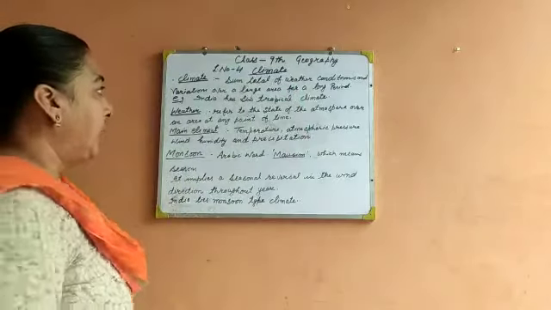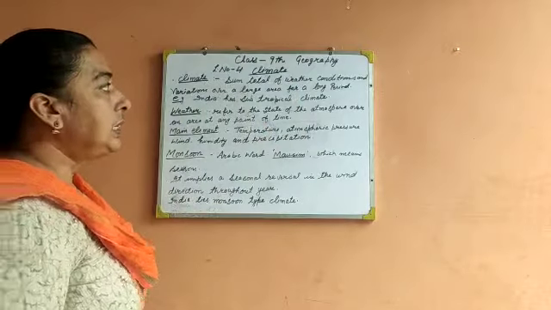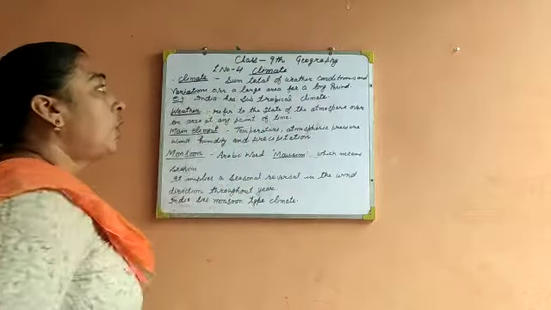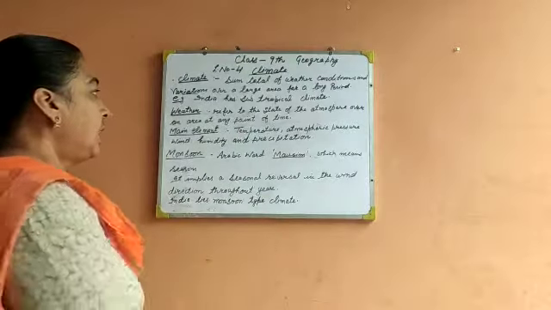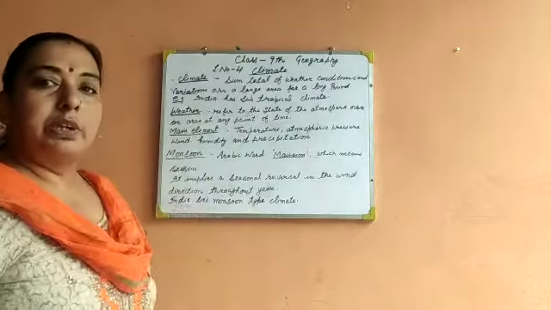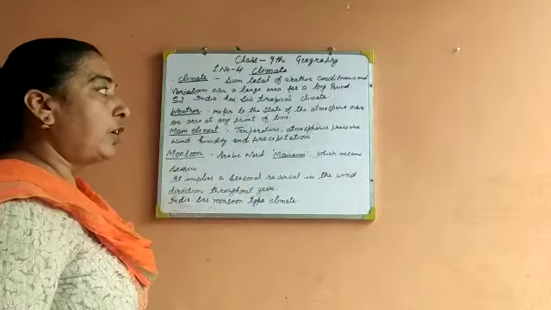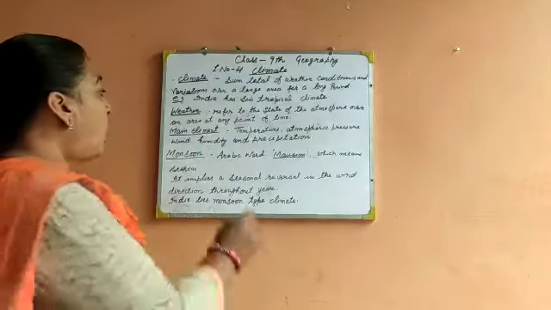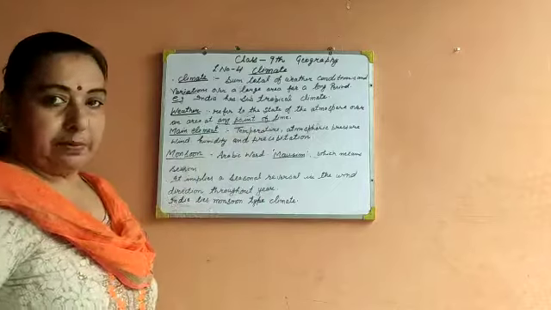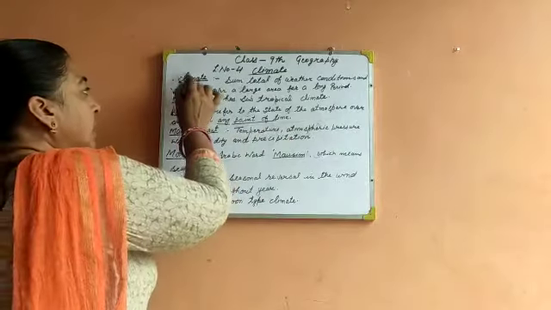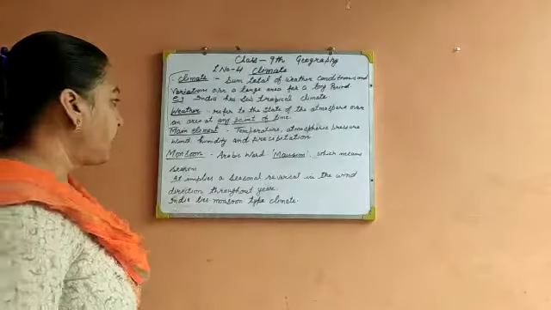What is climate? Climate is the sum total of weather conditions and variation over a large area for a long period. Then our next term is weather. Weather refers to the state of the atmosphere over an area at any point of time. These are the two main things related to the climate.